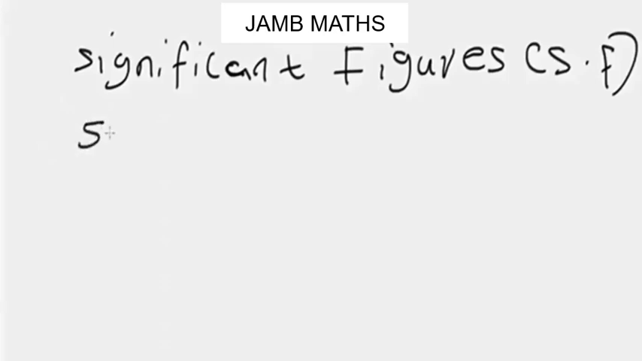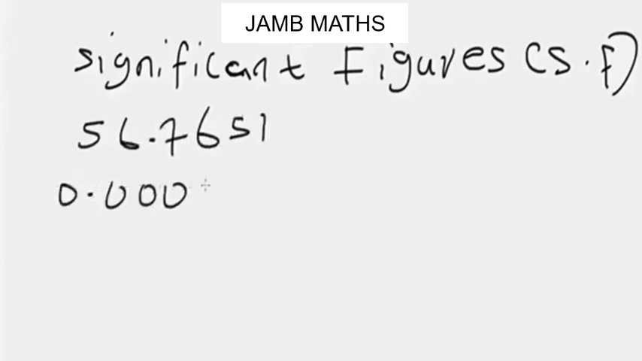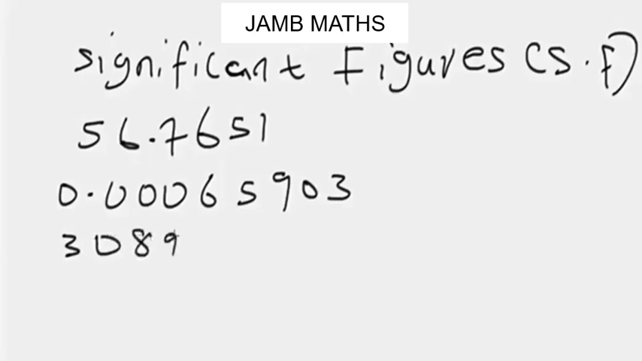Let's say we have here 56.7651, and we have 0.006593, and we have 3086.3. Now, note that significant figures start from the non-zero numbers. Unlike in decimal places, which start from after the decimal point, in the case of significant figures they don't consider where the point is. So what it basically does is start from non-zero numbers. Take note of that, guys.